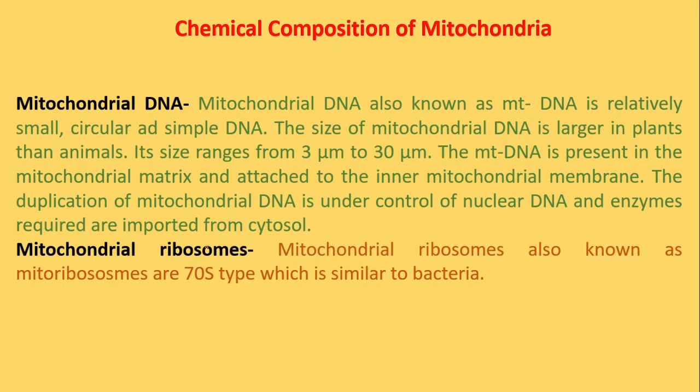These mitochondrial ribosomes are another very important part of the mitochondria, which makes them an autonomous body, because these ribosomes play a very important role in the process of protein synthesis. The 70S ribosomes present in the mitochondria are similar to the ribosomes present in bacteria or prokaryotic cells. So these mitochondrial DNA and mitochondrial ribosomes are responsible for making mitochondria the autonomous bodies of the cell.